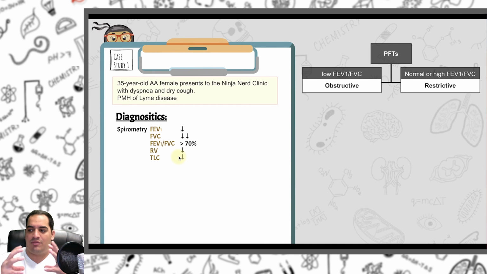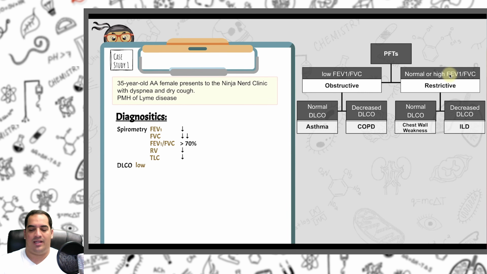The lungs are really small. They don't want to expand. They don't want to bring air in. And so they're very tiny lungs. So decreased total lung capacity and decreased residual volume, more supportive of restrictive lung disease. Check the DLCO.